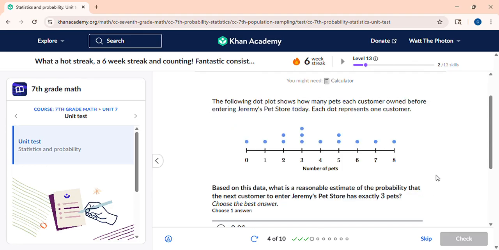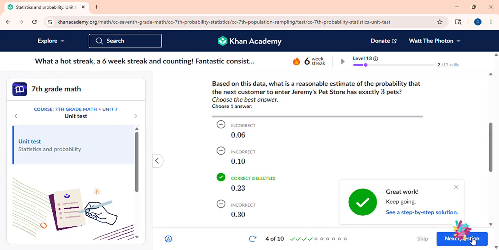The following data plot shows how many pets each customer owned before entering Jeremy's pet store. Each dot represents one customer. Based on the data, what is a reasonable estimate of the probability that the next customer to enter Jeremy's pet store will have exactly 3 pets? So 1, 2, 3, 4, 5, 6, 7, 8, 9, 10, 11, 12, 13. 3 over 13, so it's 23%-ish.